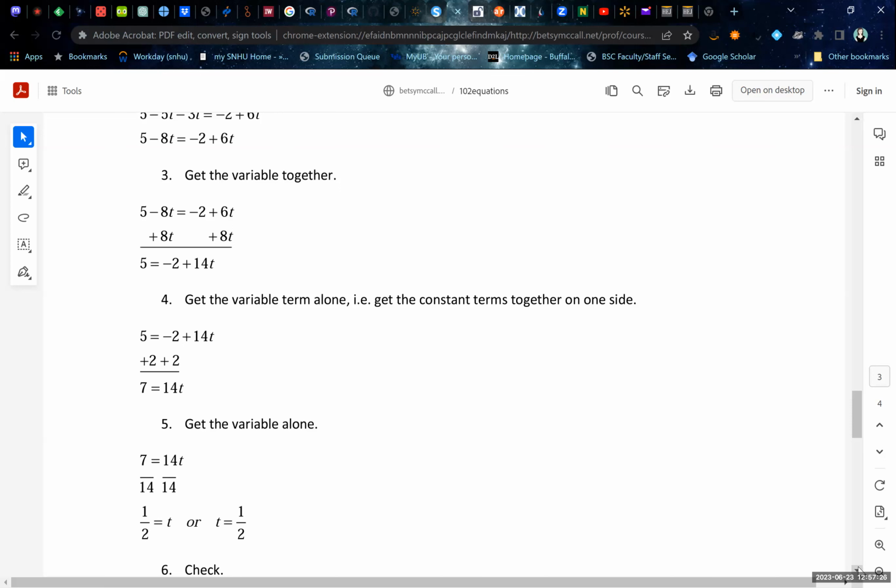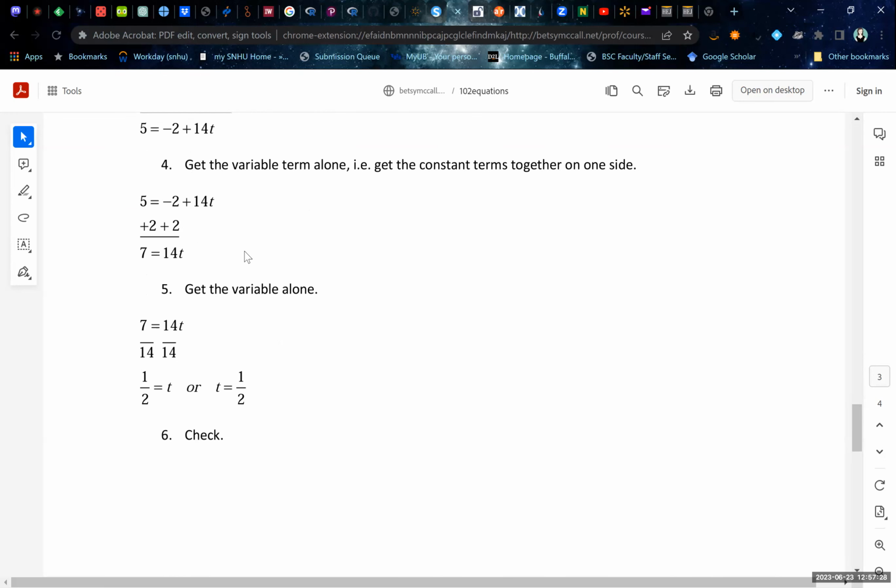And then I do the same thing for the constant. I want to put this constant on the other side of the equation. And I do that by canceling it on this side by adding 2. And if I add it on this side, I've got to add it on this side. 5 plus 2 is 7. Negative 2 and 2 is 0, so I don't have to write it, but I still have 14t.